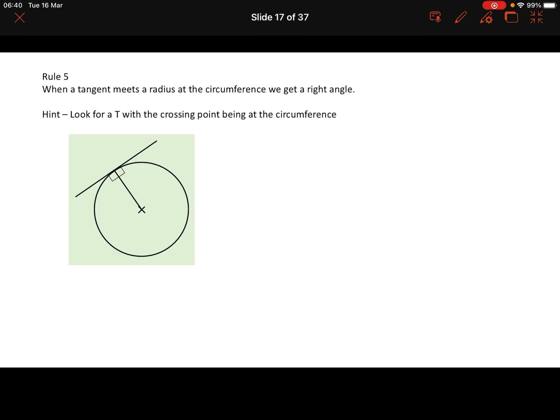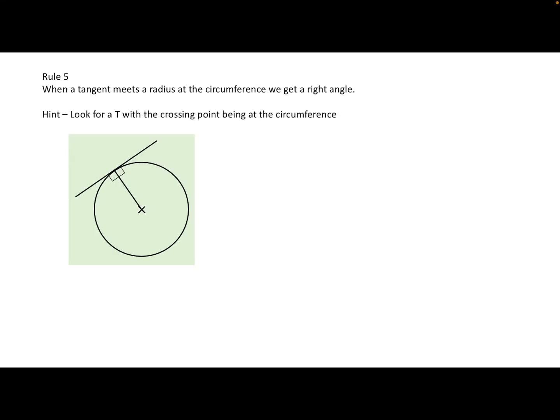Okay? When a tangent meets a radius at the circumference, we get a right angle. Okay? So here is a radius. If it meets a tangent at the circumference, then we get a 90-degree angle. Get a right angle. Okay, so look for those T's. This kind of situation is no good. That's not 90 degrees because the point at which they meet is not on the circumference. It must be the point on the circumference where they meet to make a 90-degree angle.